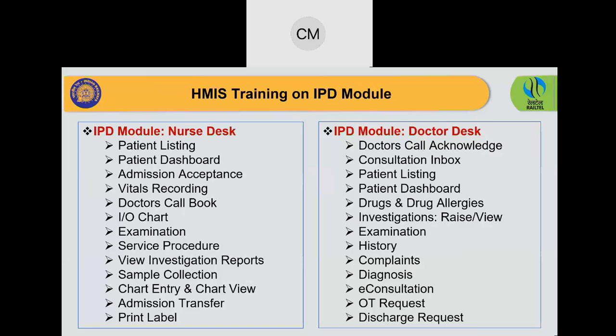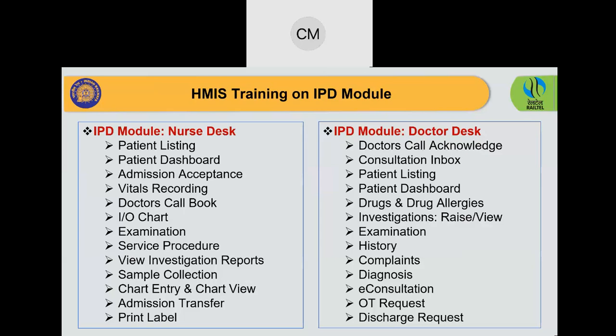Then the doctor can also raise an OT request, and he can also initiate the process of discharge by raising a request here. So once the discharge request is initiated, the discharge summary process can be done both by the nurse as well as the doctor. The draft discharge summary can be prepared by the nurse and it can be finally confirmed by the doctor. And when it is confirmed, after that, the nurse can do the final discharge. So that's how we complete this whole process here.